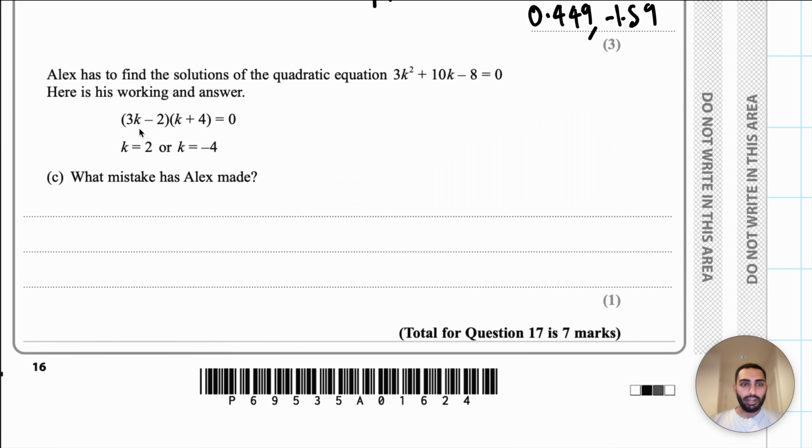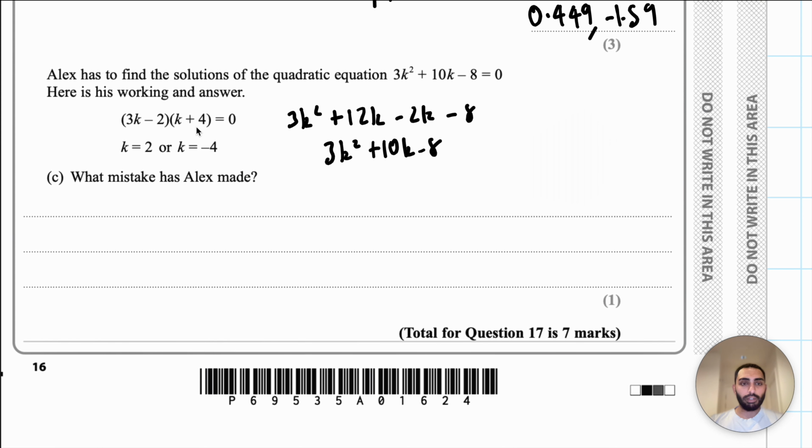If I expand this bracket out, do I get this? So let's do 3k times by k, which is 3k squared. 3k times by 4, which is plus 12k. Negative 2 times k is take away 2k. Negative 2 times 4 is negative 8. If you combine these two together, you get 3k squared plus 10k minus 8. So he's done the first bit correctly. He has factorized it.